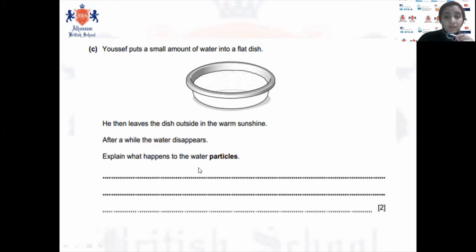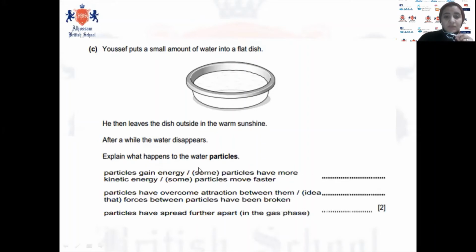It evaporated from the high temperature. Excellent. It evaporates. The particles gain some energy, so some particles have more kinetic energy and start to evaporate. You have the answers here. Explain according to the particle theory: you will have to mention the particles gain some energy, so they started to evaporate from the dish. Or the bonds between them started to break down, so they started to evaporate. Excellent.